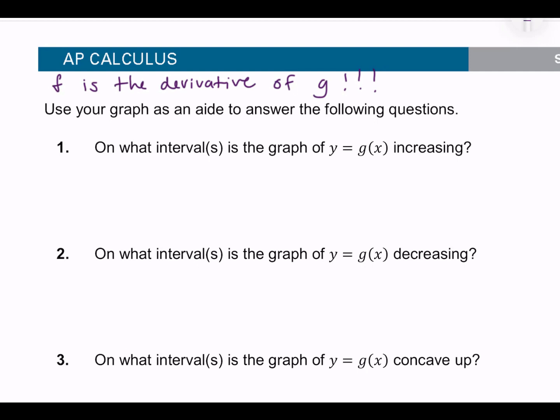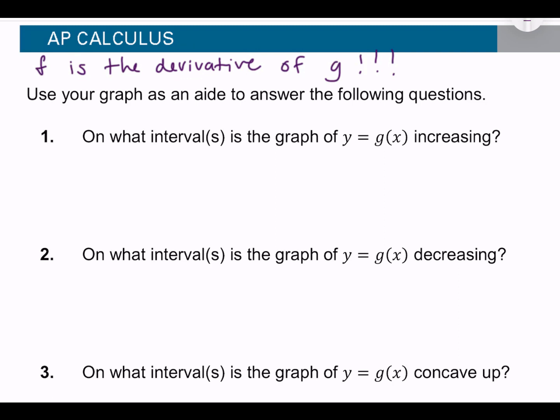So when I'm asked on what intervals is the graph of g increasing, I know that since f is the derivative of g, I'm just going to have to figure out where f is positive. I hope that you are looking at your graph at the same time, so you should still have your graph out to understand what I'm talking about. So I know that g is going to be increasing from -1 to 3 because that's where f is greater than 0. So we're using the same logic that we used back when we learned about how the graphs of the derivative relate to the original function.